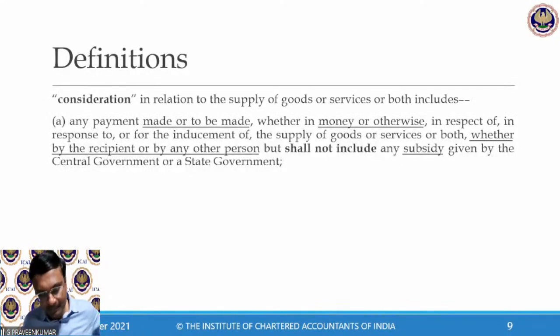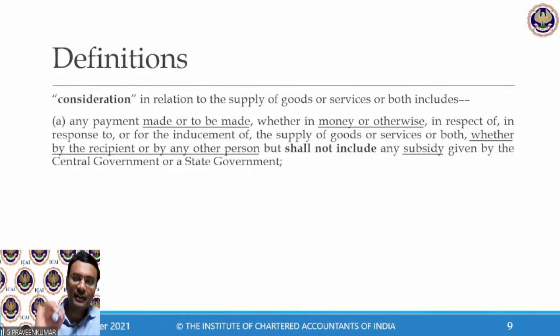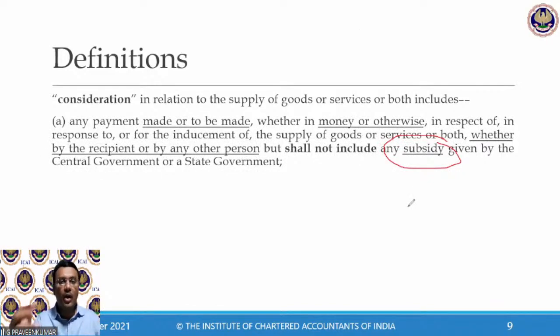Moving on further, consideration. This term consideration, page number 7.3, is a little important from the valuation point of view and from the determination of supply point of view. Consideration in relation to supply of goods or services includes a payment made or to be made, whether in money or otherwise, in response to, or for the inducement of, supply of goods or services, whether by the recipient or by any other person, but shall not include subsidy given by the central government or state government. So this element says that there is an exclusion of subsidy. Whatever I receive, money or otherwise.